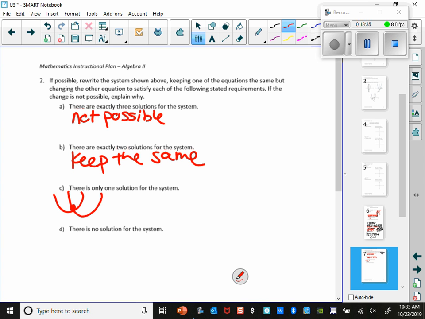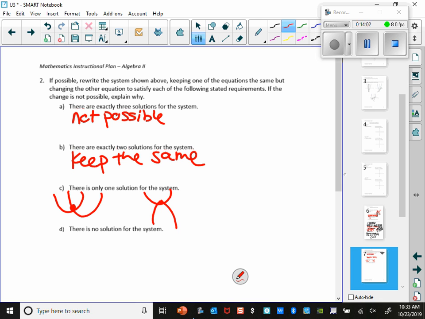Yeah, like your vertexes, right? So if just your vertexes touch that one time. So any creation that you created with those graphs, just check it in your calculator. Just make sure they intersect that one time. What would it look like for there to be no solutions? They're not beside each other.